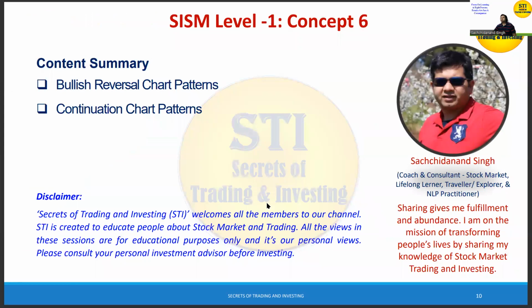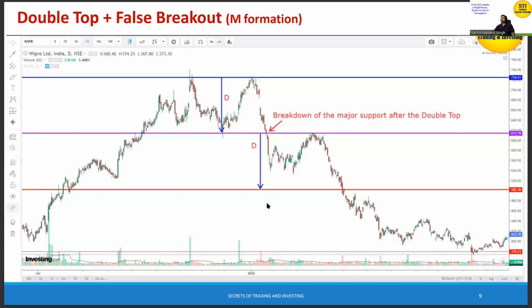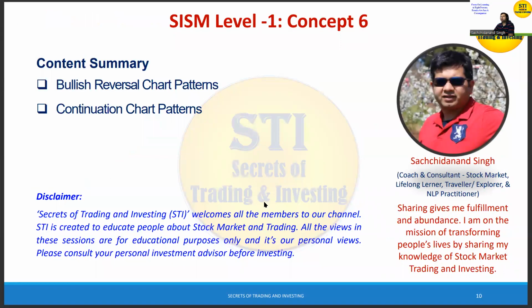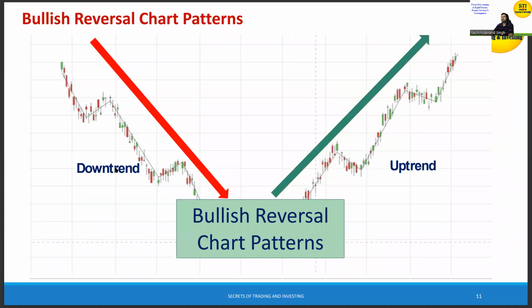Right. So, bearish reversal formations we have learned so far. The next one will be the bullish reversal chart patterns and the continuation. So within the bullish chart pattern, how does it look? The trend will be something like a downtrend with some chart pattern here, and then from there the reversal will happen and the market will go in an upward direction.